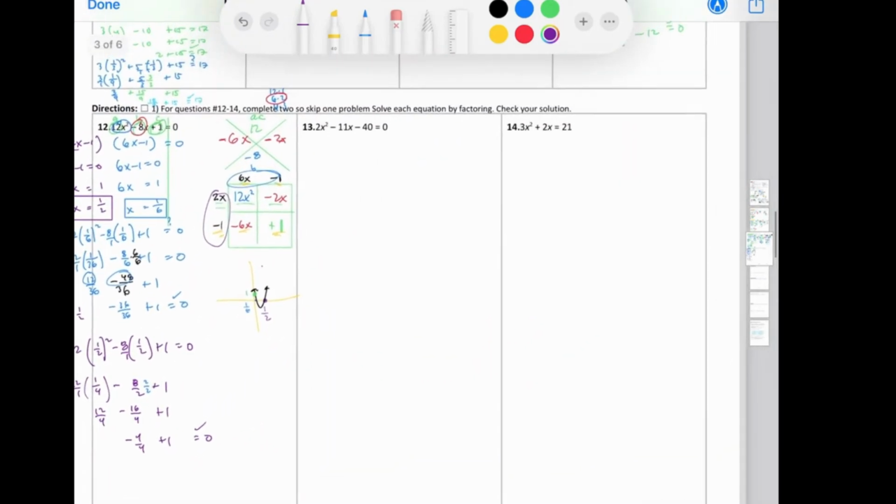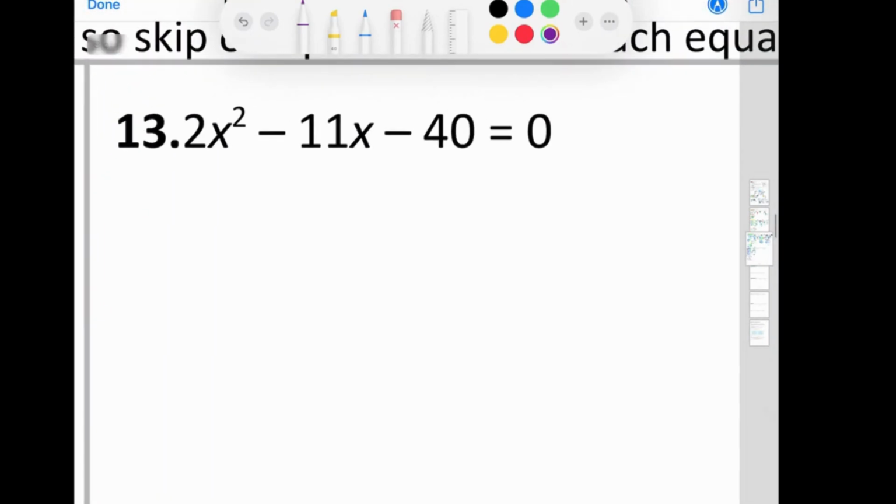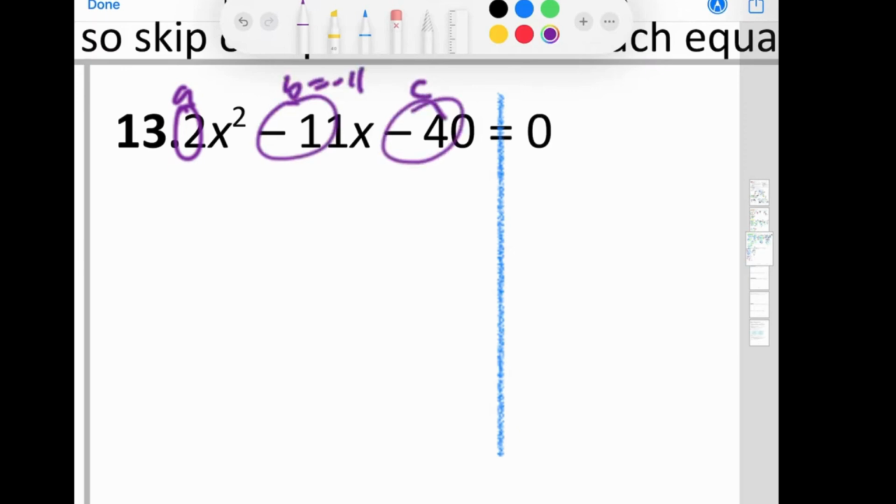Okay, number 13. Set equal to 0. Greatest common factor: 2, 11, and 40 are not all even, so we're good. A is 2, B is negative 11, and C is negative 40.